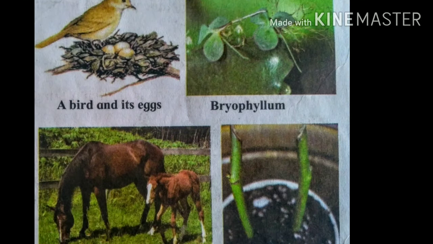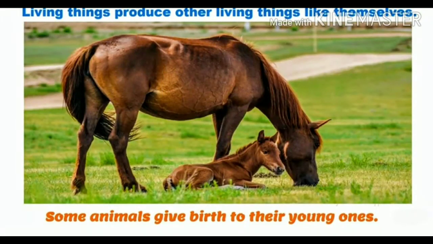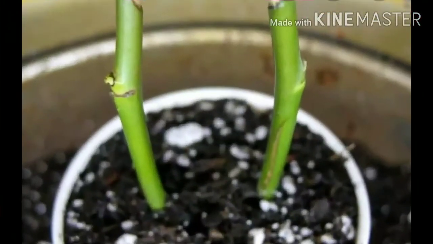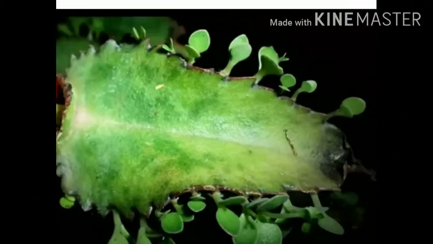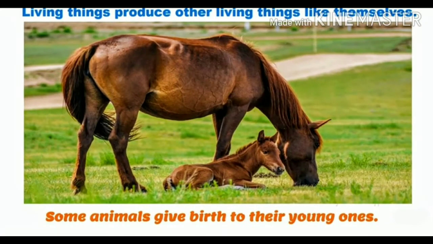Students, observe these pictures carefully. What do you learn from these pictures? In the picture, we can see a bird and its eggs, a mare and her foal, a rose cutting plant and bryophyllum. So, from all these examples, we come to know that living things produce other living things like themselves.